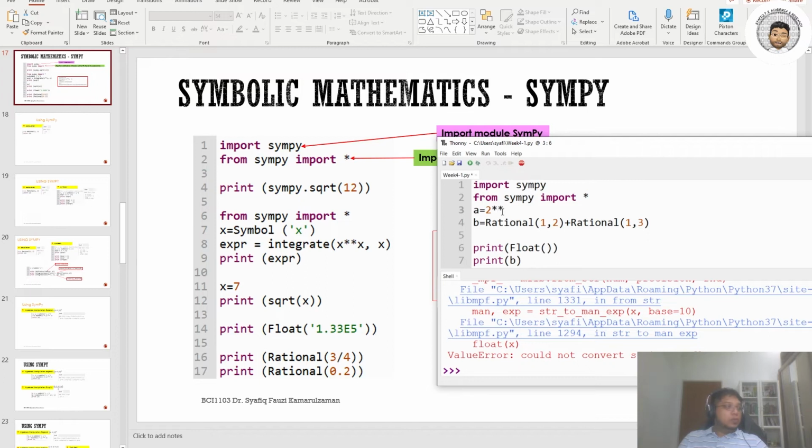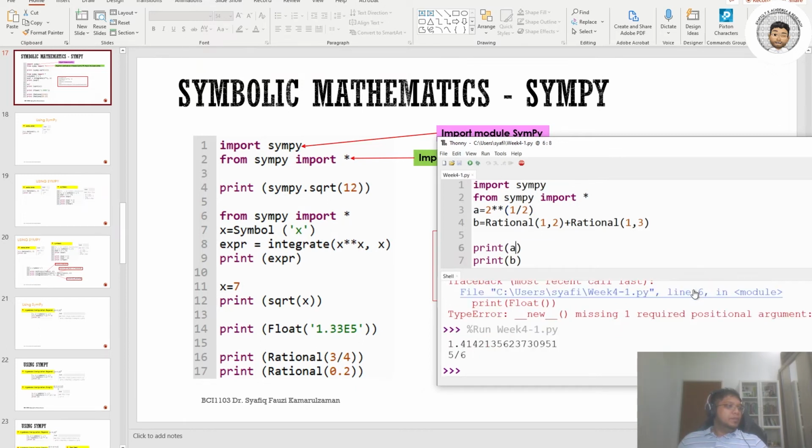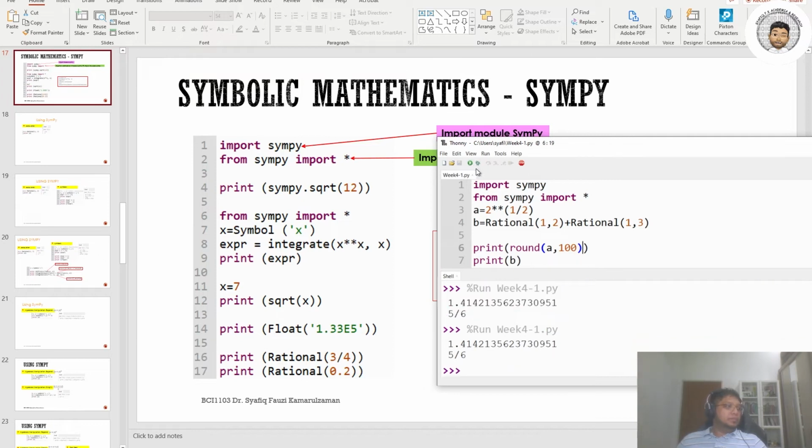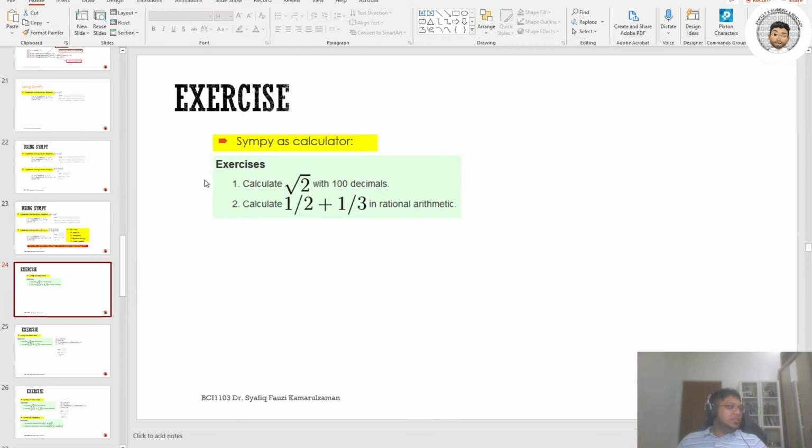2, 1 over 2. Okay, so this is one way for you to do it, but in case you want to do it further around a 100. I think it's limited to here. So the question is kind of wrong. I think I will change it later on.